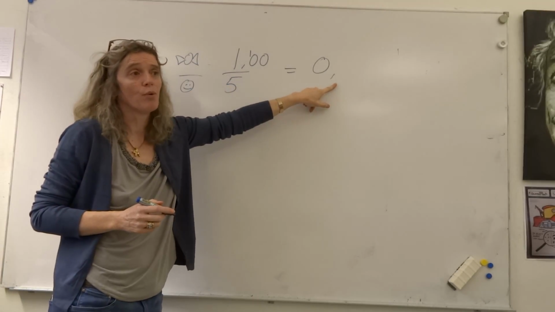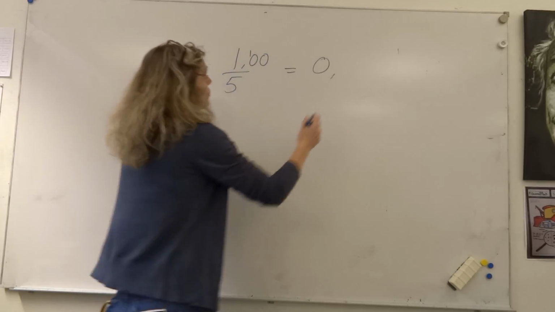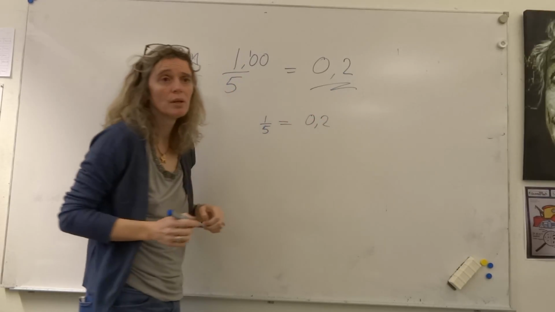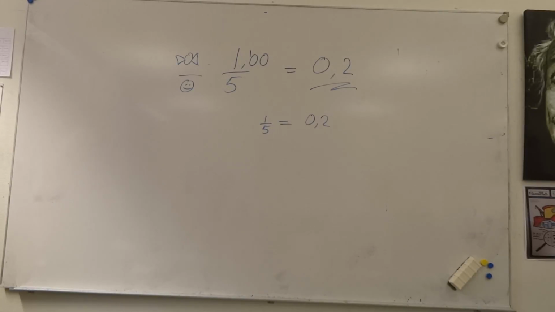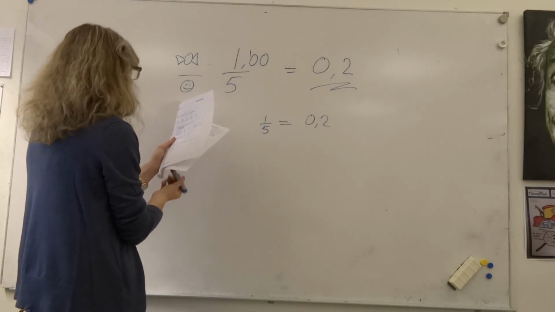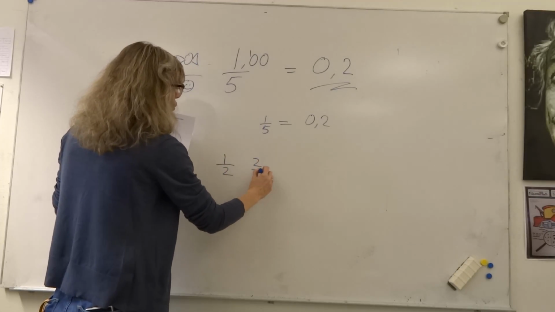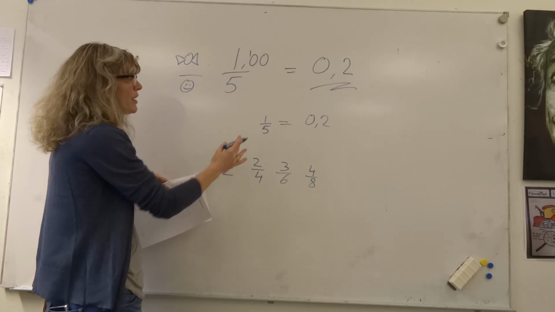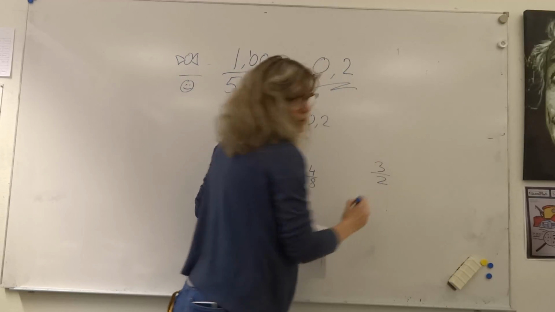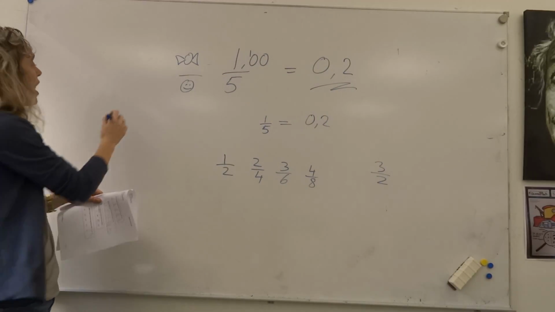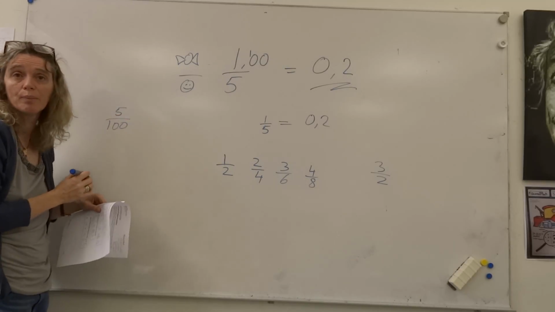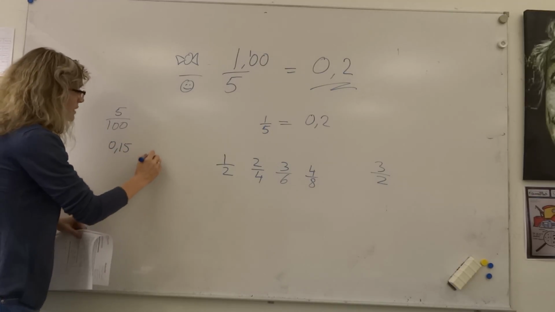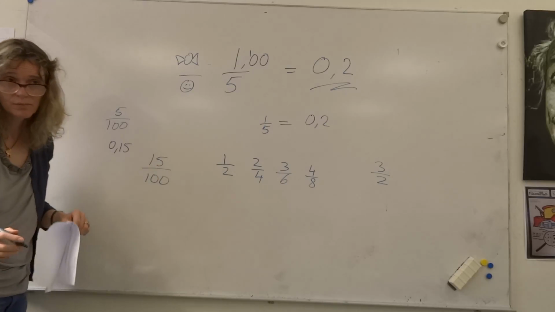Decimal point in the same place before we move over. 5s into 10 go 2 times. So 1/5 is equivalent to the decimal 0.2. And there was only one answer for that. You had 0.5. Well, 0.5, we know that would have to have a fraction like a half or 2/4 or 3/6 or 4/8. So it can't be a half. 1.5, that would be 3/2 or something like that. 0.05, well that means 5/100ths. So it can't be 1/5. And 0.15 means 15/100ths. So it can't be that one either.